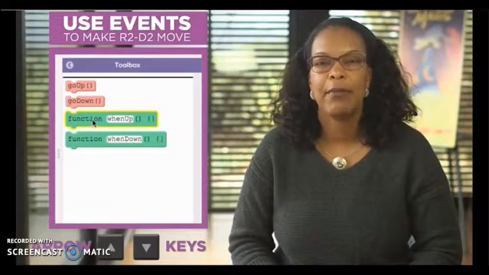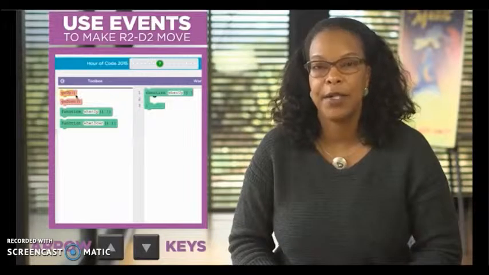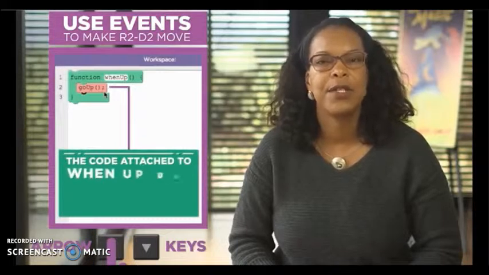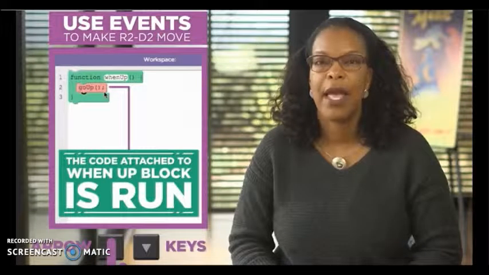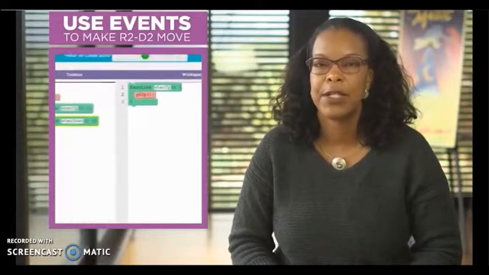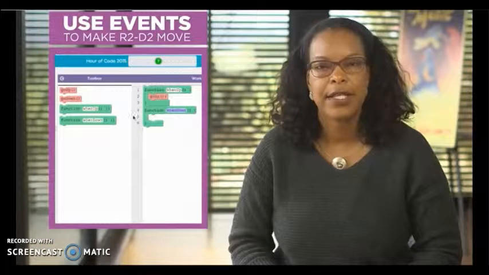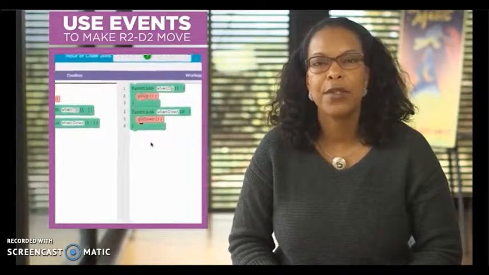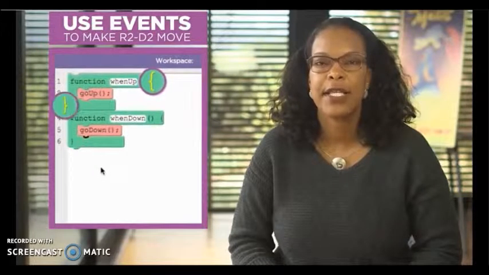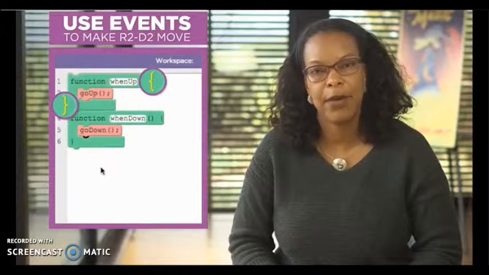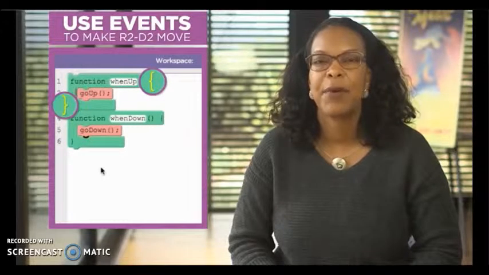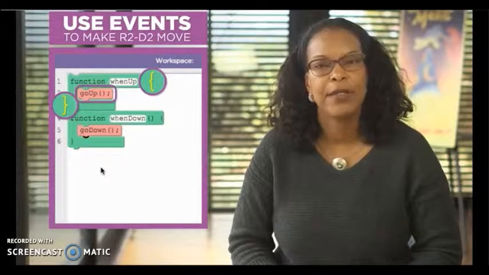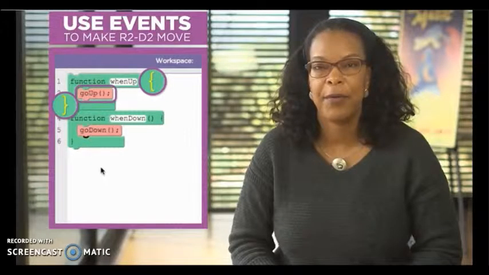We use the when-up event block and attach the go-up block to it. When the player presses the up arrow key, the code attached to the when-up block is run. And we'll do the same thing to make R2-D2 move down. To do this, we'll use a command called when-up. When you drag the command out of the toolbox, you'll see that it starts and ends with a curly bracket instead of a semicolon. This gives us space to put other commands in the middle. Every command we put in these brackets will run when the player presses the up arrow.